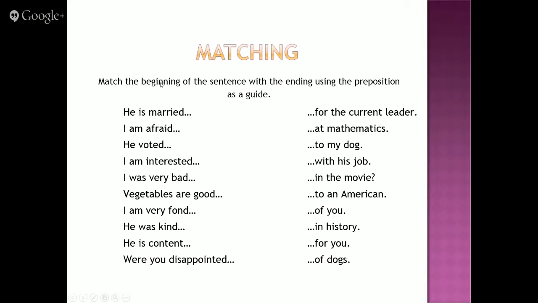Okay, first of all, what we're going to do is match the beginning of the sentence with the ending using the preposition guide. So basically, the main idea in this is that every single verb, married, voted, interested, has the same preposition. Some of them have a couple different ones, but usually you have a choice of one or two prepositions. It's not based on what you're saying, but it's just that the preposition is dependent on that word. Okay, so every time you use the word married or afraid or voted or interested or kind or content, you use the same preposition.